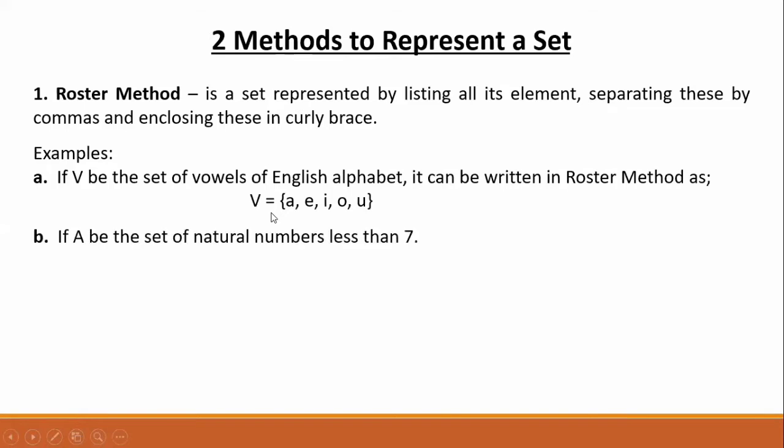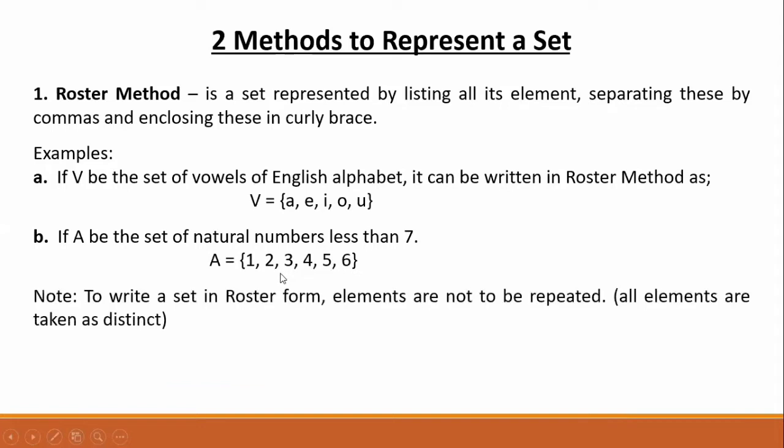We have here another example. If A is the set of natural numbers less than 7, how can you write that using the first method, the roster method? So what are the numbers less than 7? We have 6, 5, 4, 3, 2, and 1. All right. So therefore, our A is equal to the set of numbers 1, 2, 3, 4 up to 6. Okay.